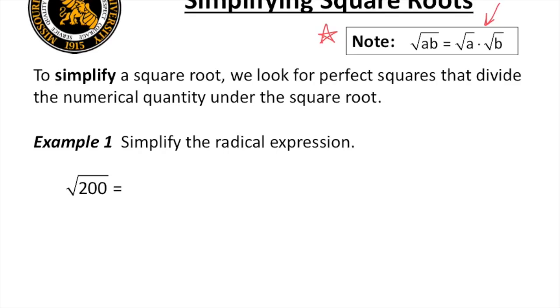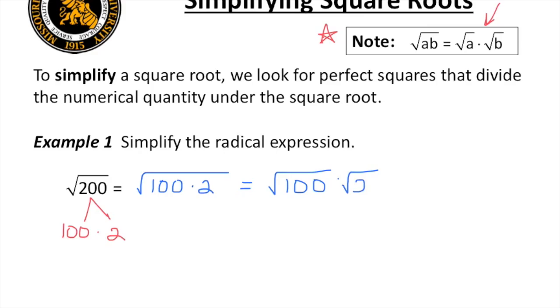So in example 1, we're asked to simplify the square root of 200. Since 200 is not a perfect square, we look for perfect squares that divide into 200. 100 times 2 gives us 200. 100 is a perfect square. So we can write our square root of 200 as the square root of the product 100 times 2. And according to the note above, we can write that as the square root of 100 times the square root of 2. And knowing that the square root of 100 is 10, we can simplify this to 10 times the square root of 2.